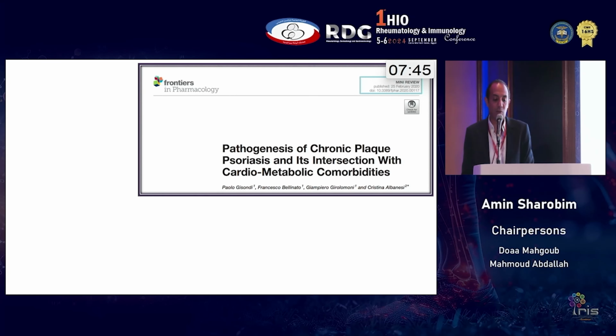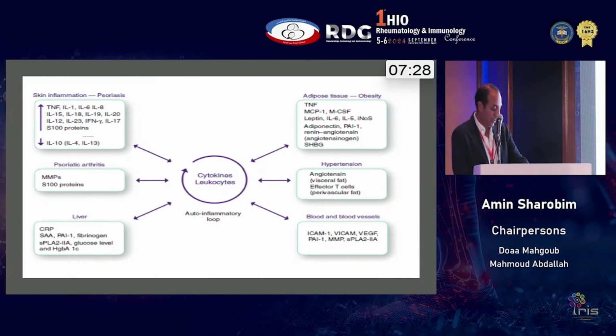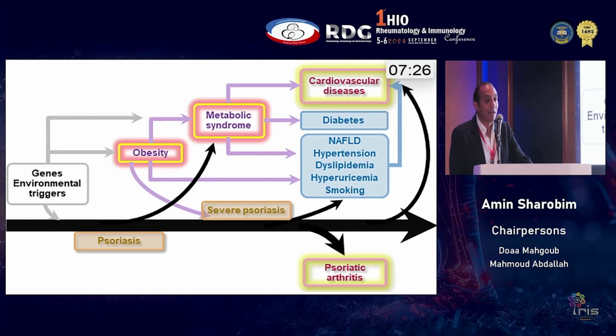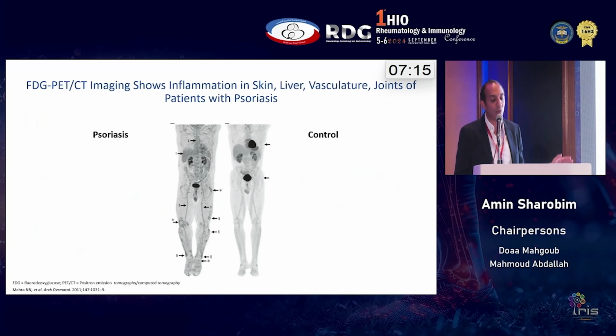Also in the cardiovascular area, regarding the pathogenesis of chronic plaque psoriasis and its intersection with cardiometabolic disorders, we can see that the chronic inflammatory state in psoriasis affects the metabolic syndrome and obesity, and it leads to cardiovascular disease and non-alcoholic fatty liver disease, hypertension, dyslipidemia, and finally psoriatic arthritis. And the cytokine role, as we can see, chronic inflammation affects all of these.